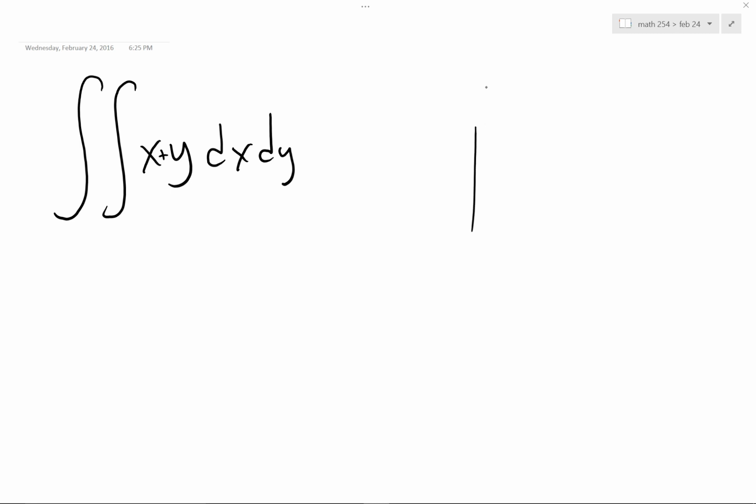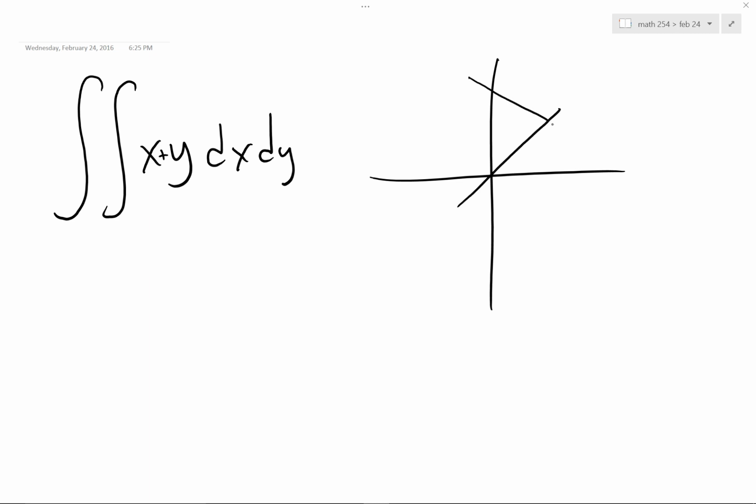But here's the deal. If I'm doing dx first, x needs to be bounded by one function on the left and one function on the right, yes? Well, this function right here happens to be x equals y. Not y equals x, it's x equals y, right? The other one was y equals 2 minus x. But another way of writing that would be x equals 2 minus y, yes? Like that. So I can write this as 2 minus y.